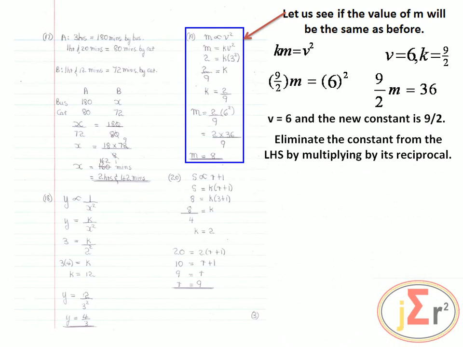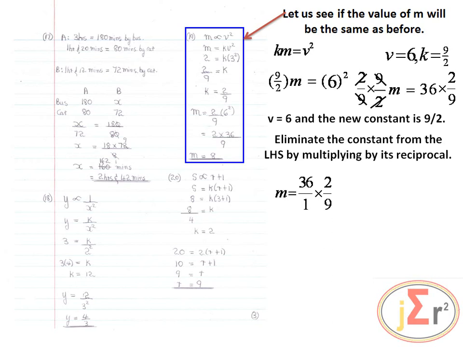Eliminate that constant from the left hand side by multiplying by its reciprocal. We have done that when we did transposition and maybe when we did other tutorials subsequent to that one. So in eliminating a fraction, all we need to do is multiply by its reciprocal, and no doubt we had to do the same on the other side. So 9 will cancel and 2 will cancel, so the reciprocal has guaranteed that we have eliminated that 9 over 2 from that left hand side.